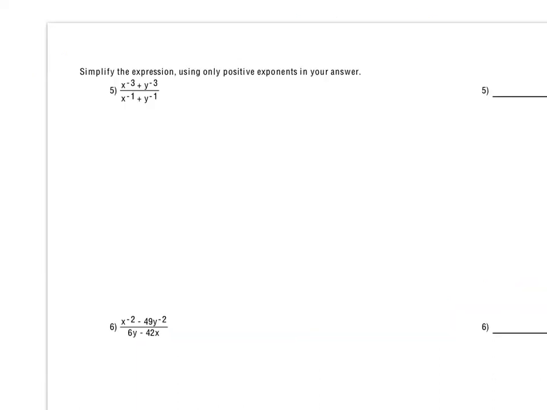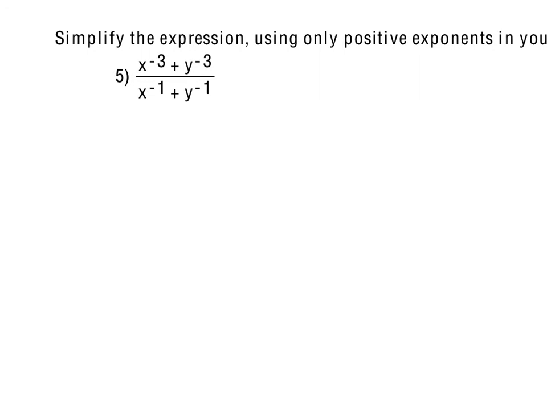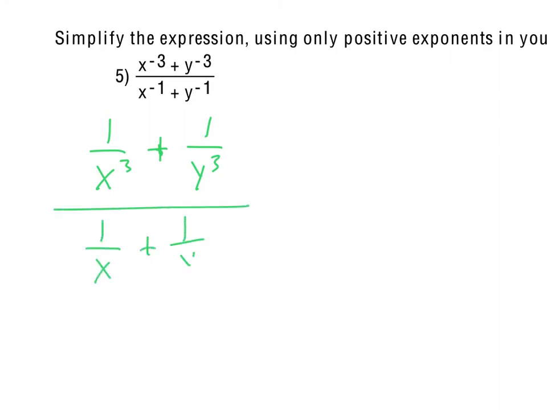Alright, and for number 5 here, we've got the negative exponents. We're going to have to simplify that. Again, remember we can't just drop those to the denominator. We have to make our own little fractions in there. So 1 over x cubed plus 1 over y cubed for the numerator. And then in the denominator it'd be 1 over x plus 1 over y.